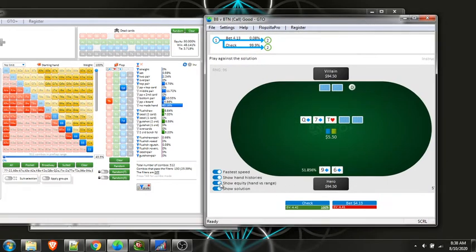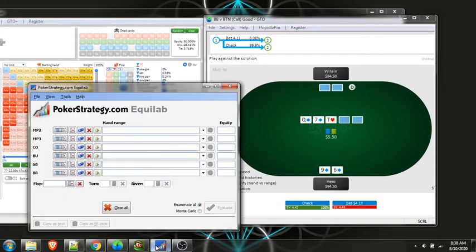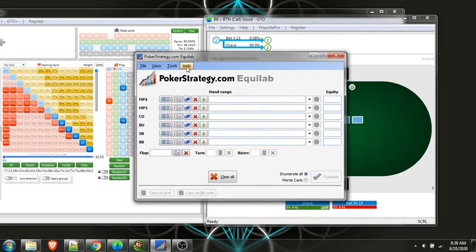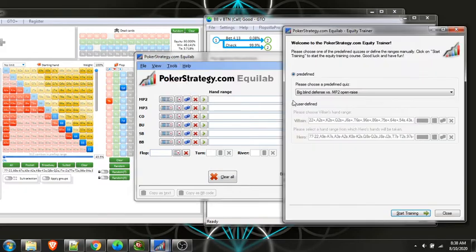And I like to hide the equity and guess it on each flop, turn, and river. See how close I am. I'm getting better and better. I used to be quite a bit off, but I did a lot of training in Equilab. That's this tool here. If you've never used this, they have a great equity trainer. And if you use that enough, you can set it up like this.